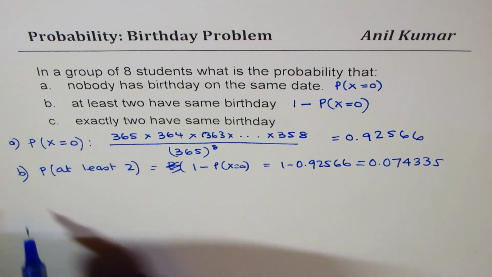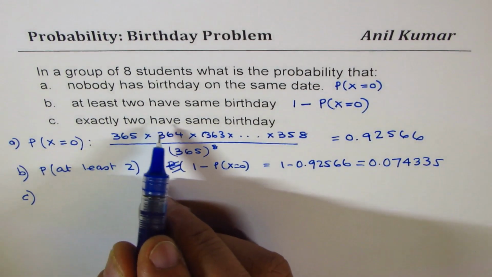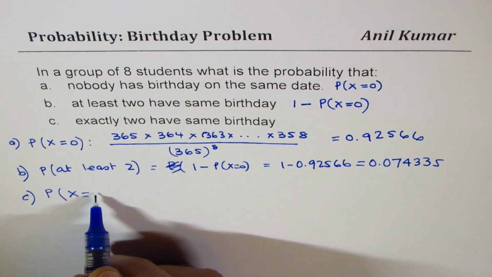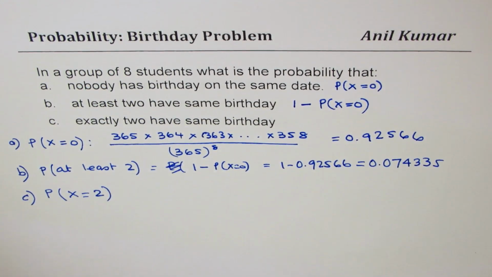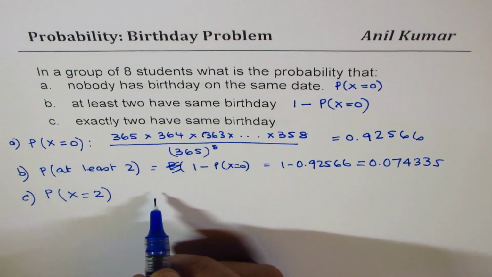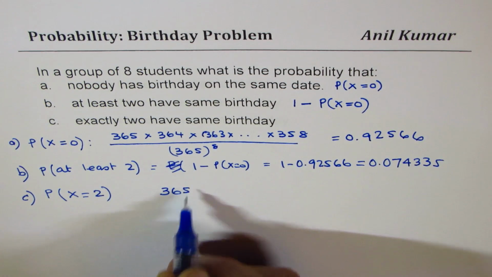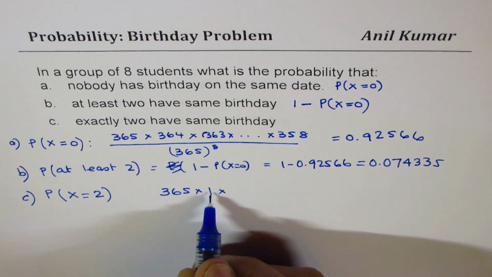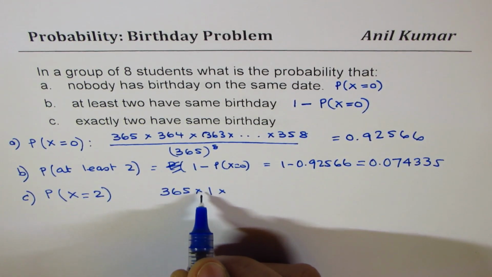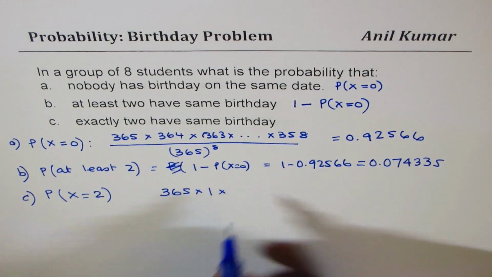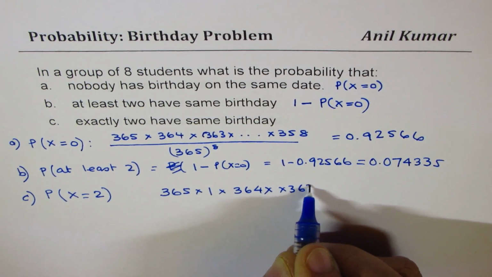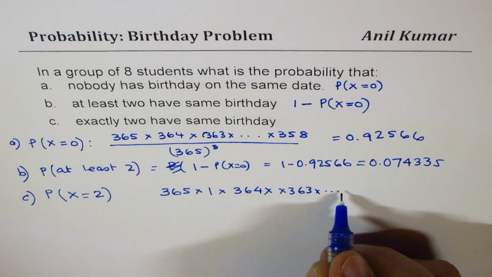Correct? Now part C here is exactly 2 have same birthday. You should appreciate how they are different. Exactly 2 means only 2 persons have the same date as their birthday. So the thing is, if one person has a date fixed, then the other person has the same date, so I'm just multiplying by 1. Do you see that? The other person has the same date, and all others have different dates. So that means 364 times 363 times so on, 1 less than that. Perfect.